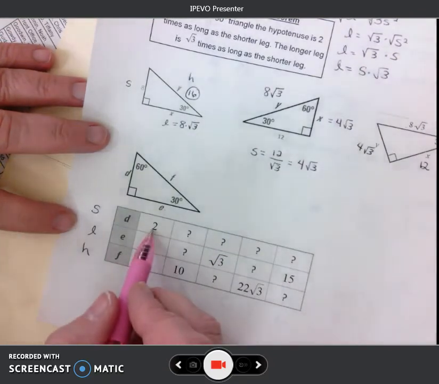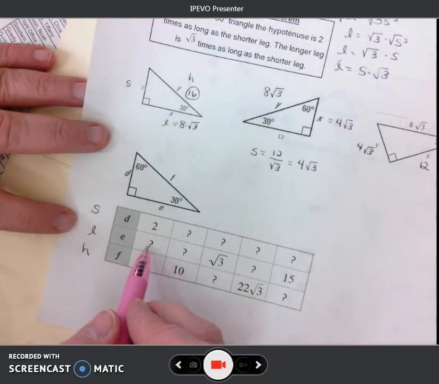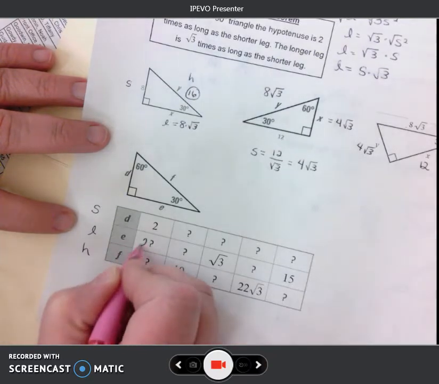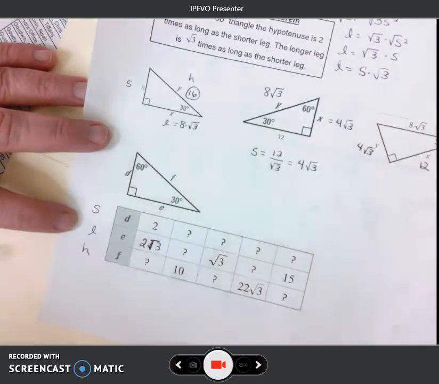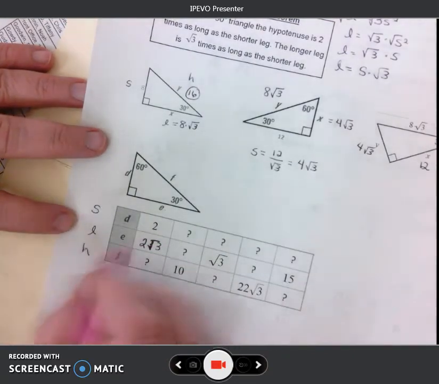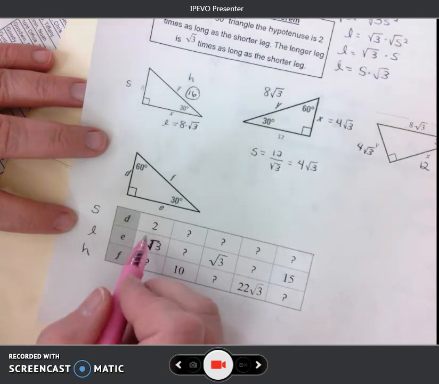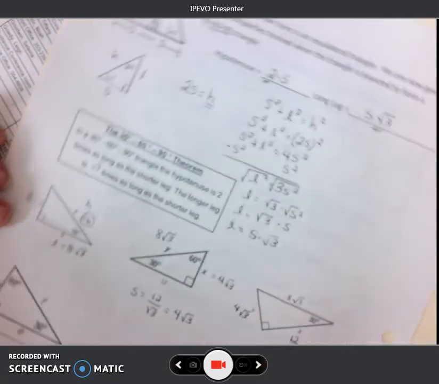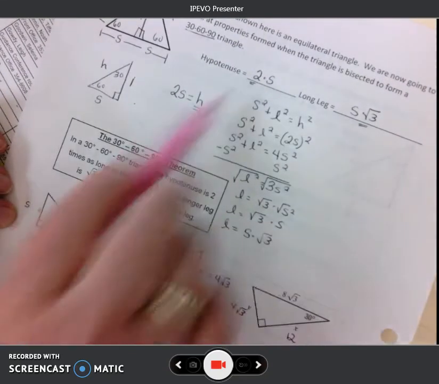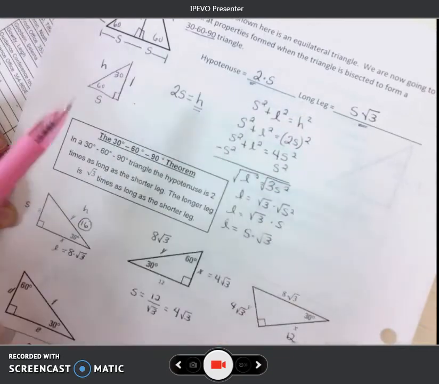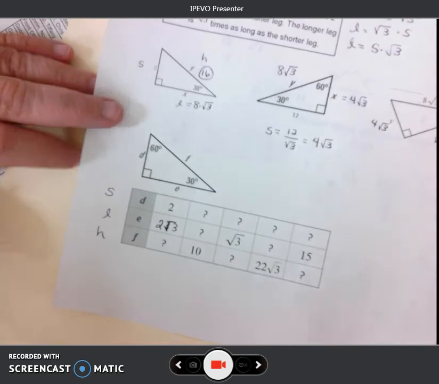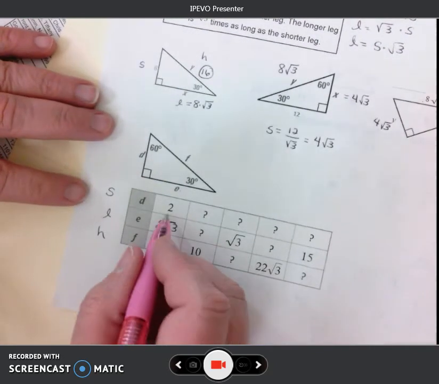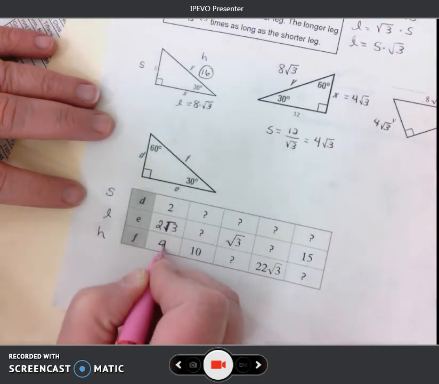So in the first column, if the short side is 2, then the long side is 2 times the square root of 3. And the hypotenuse is twice the short side. Both of my formulas for 30, 60, 90s, if you look back, both of those formulas use the short side. So you're always going to be doing something with the short side. So to get the hypotenuse, I would do 2 times the short side, which would be 4.